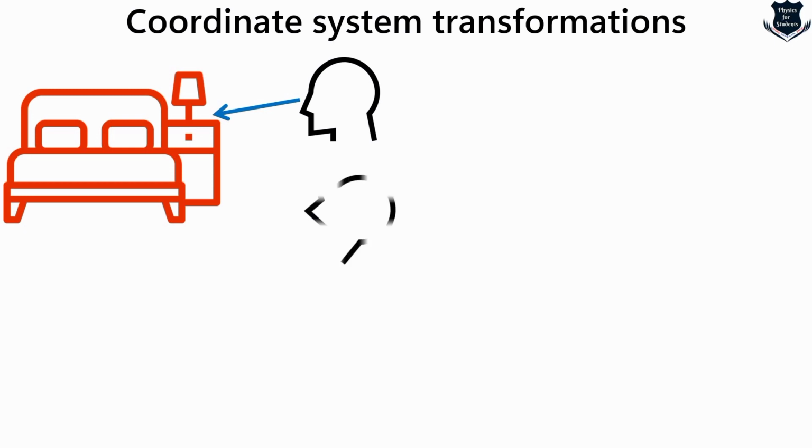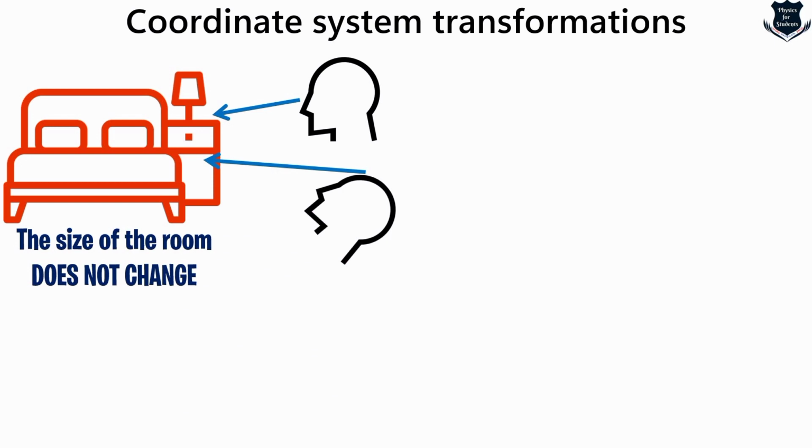Now what I will do is that I will tilt my head. Right? So what I'm going to do is that I'm going to tilt my head and I'm going to look at the room. So what happens? Nothing happens. The size of the room does not change. Whether I tilt my head, put it down, put it up, etc., the size of the room will not change.